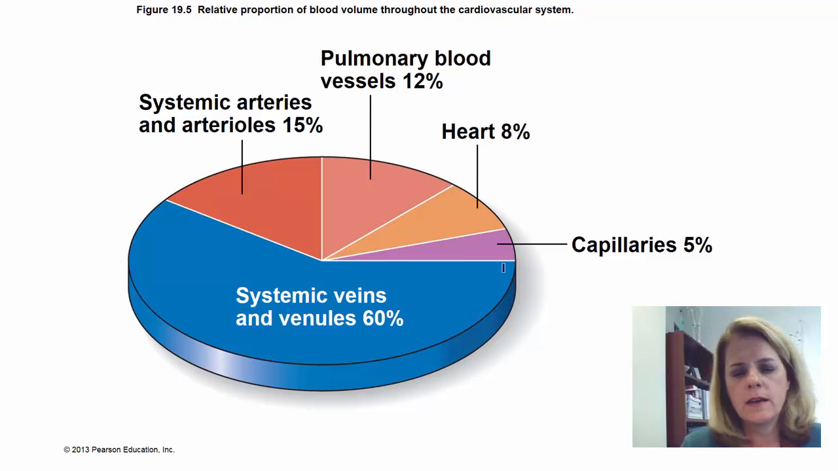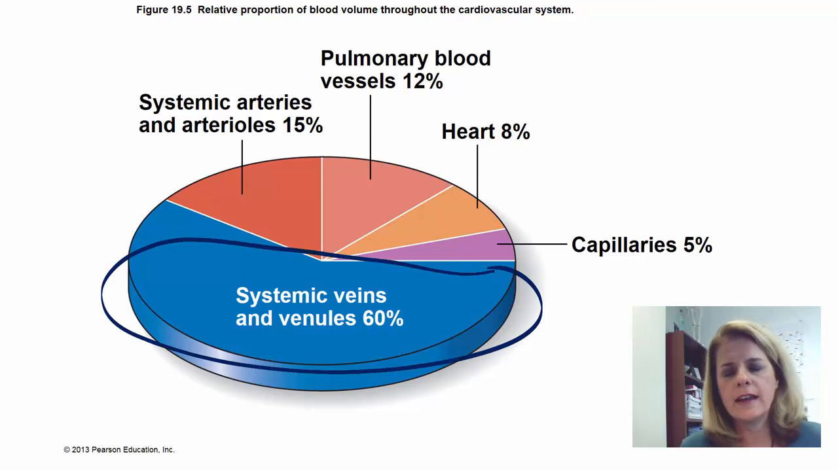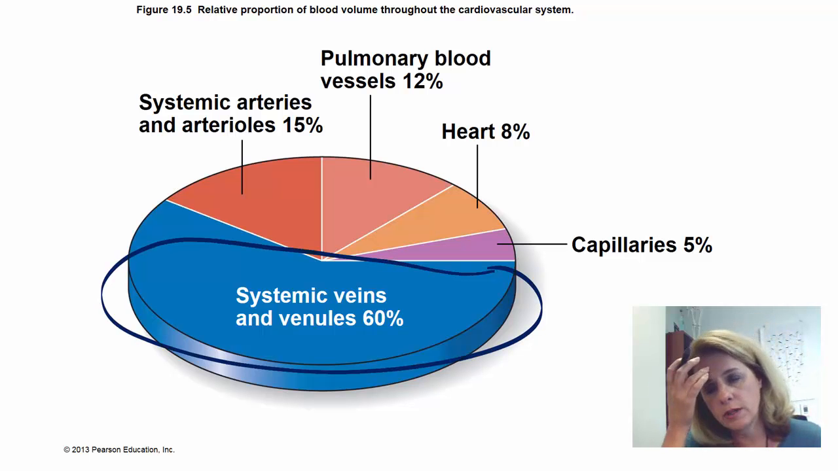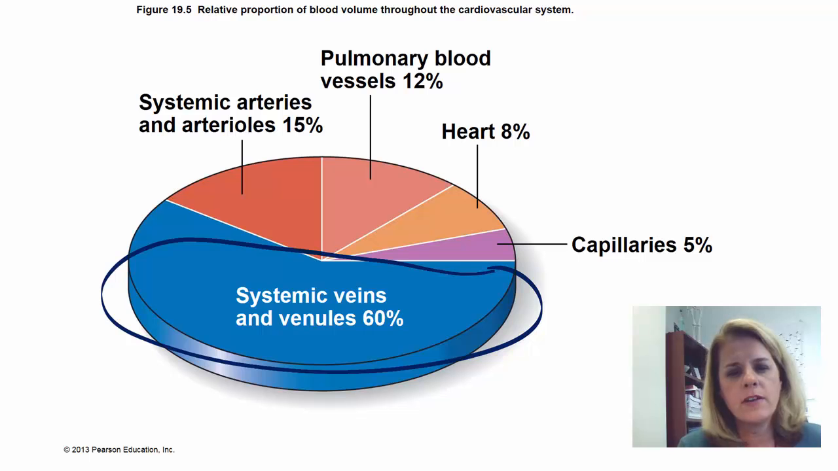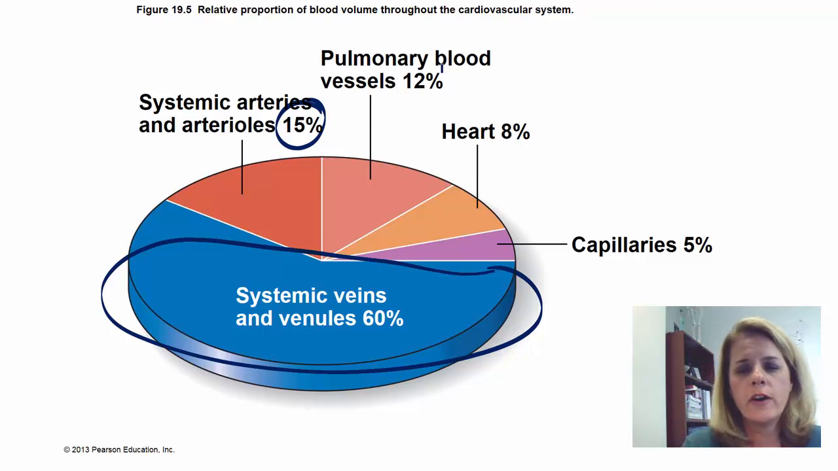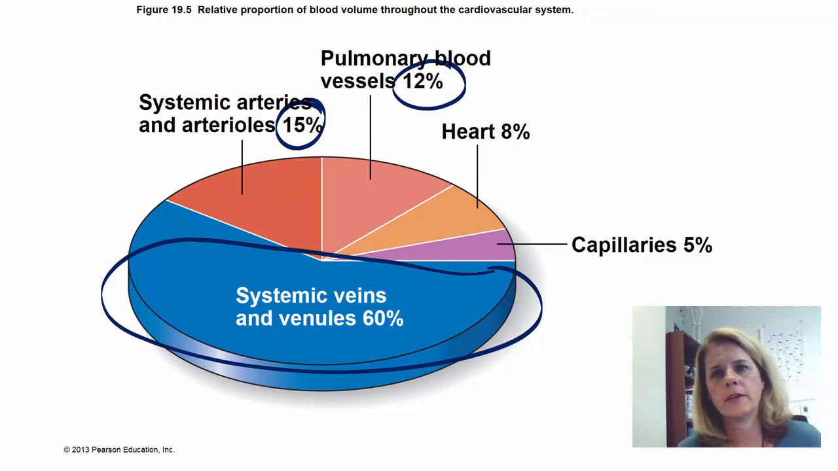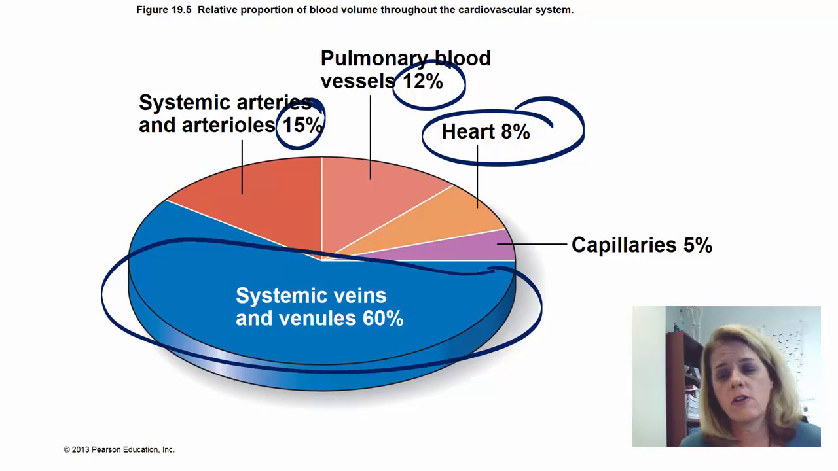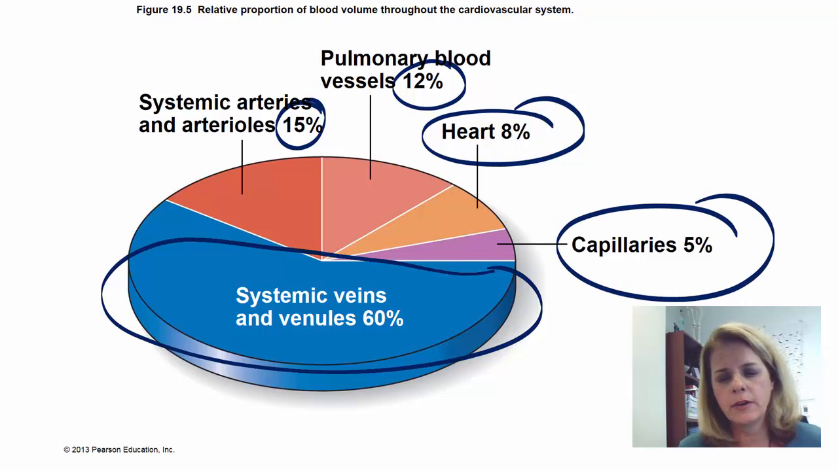Most of it is in the veins. So at any one time, if you were to measure how much blood was in your whole system at once, most of it is going to be in the veins, about 60%. About 15% is in your systemic arteries and arterioles, in the arterial supply. 12% is in your lungs, in the pulmonary system, being oxygenated and having exchange going on. About 8% is in your heart, and about 5% is in the capillaries.